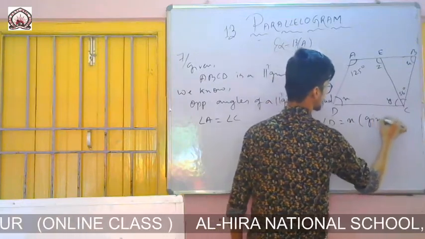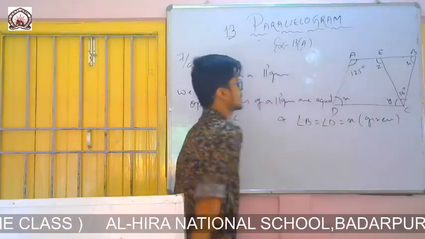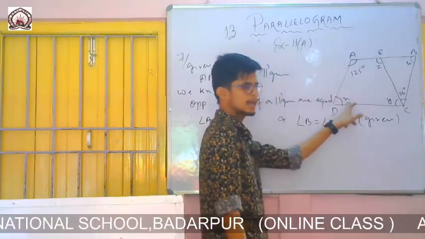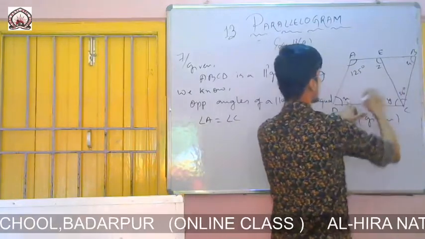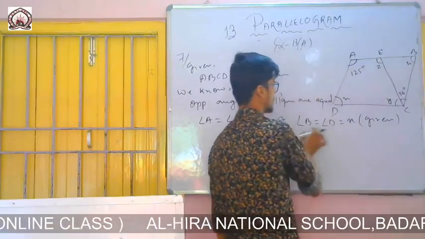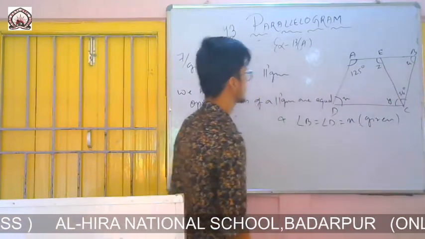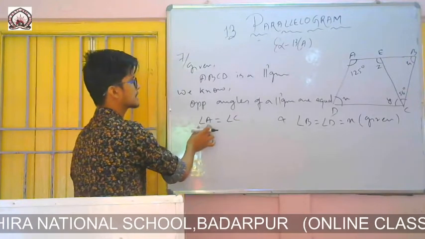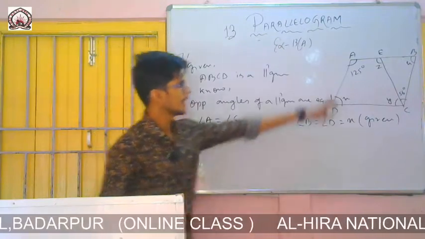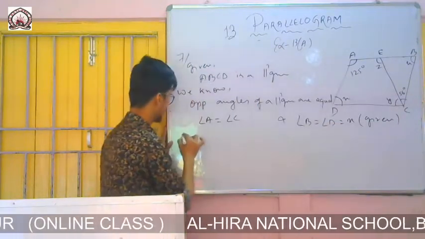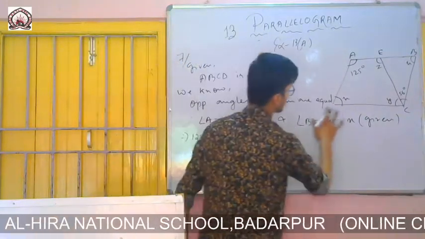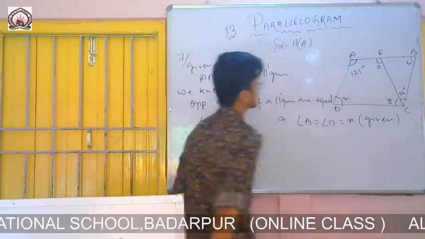It is given in the question that angle D is equal to X. You see angle D written as X. And we know opposite angles of a parallelogram are equal. If D is X, then B will also be X. So I can write B equals to D equals to X. It is given. Okay. Now you see this side. A and C, we know opposite angles are equal. A will be equals to C. A is written as 125 degree.